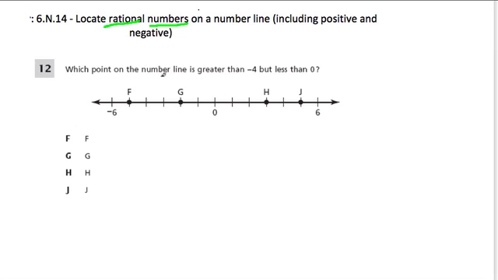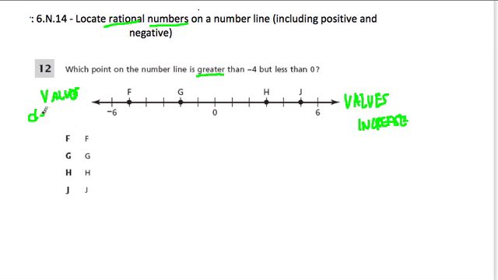Which point on the number line is greater than -4 but less than 0? So when they say greater, they're not talking about absolute value or distance. They're talking about greater value. So as you go to the right, values increase. Any dot I pick, if I move it a little bit this way, this has a higher value. I don't even know what the numbers are that I'm picking here, but I know as I go to the right, my values become higher. They increase.